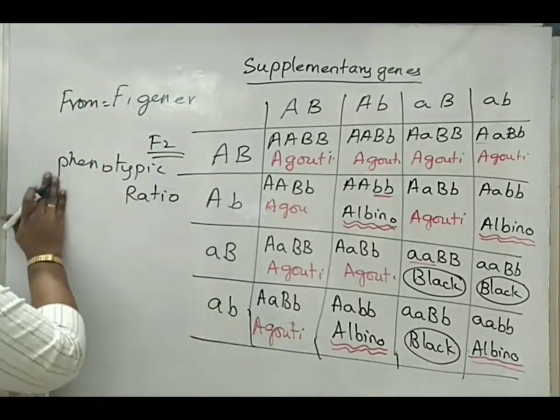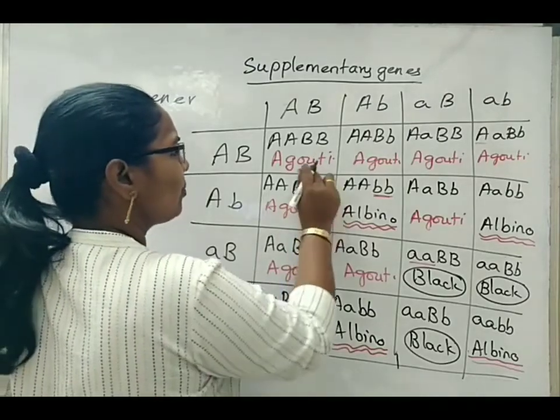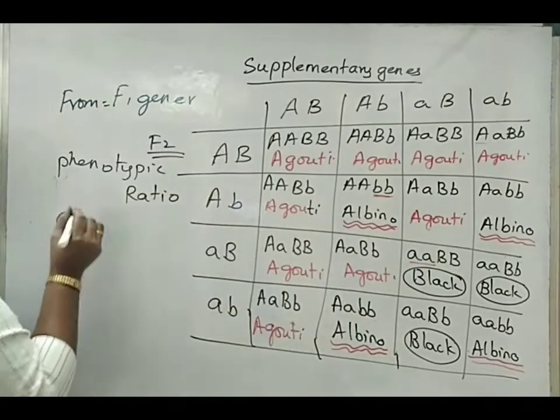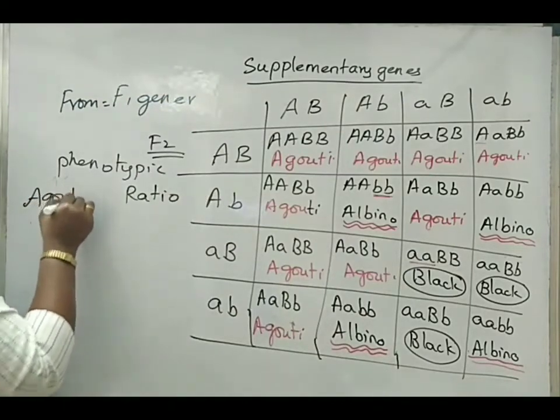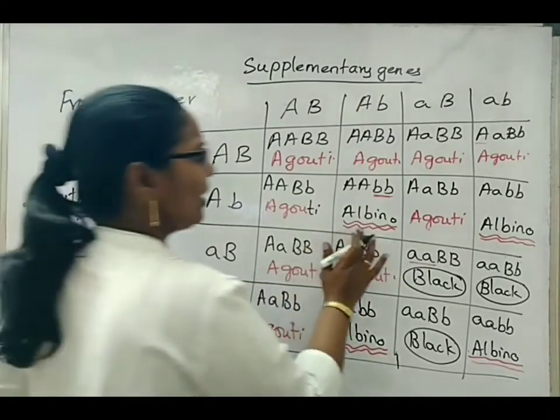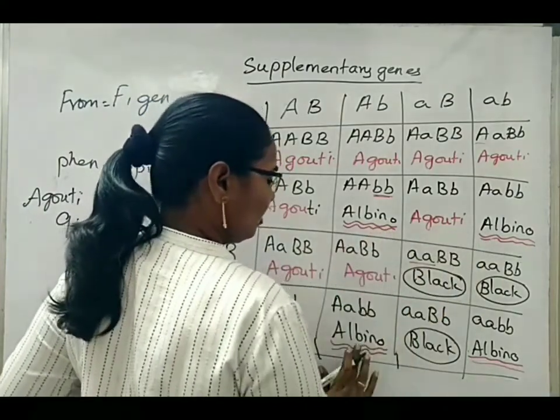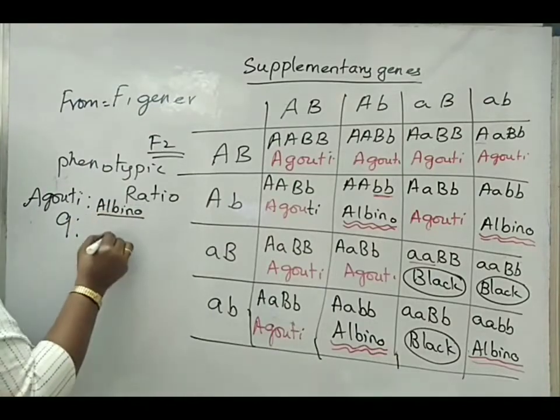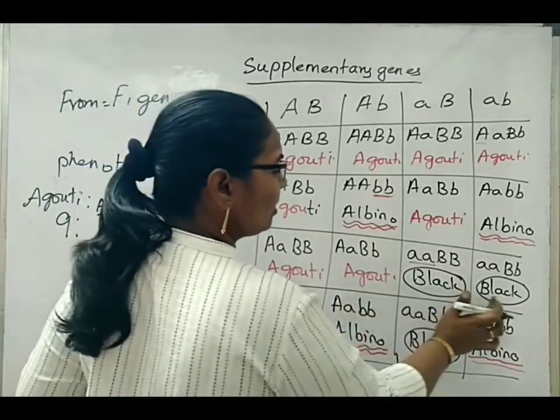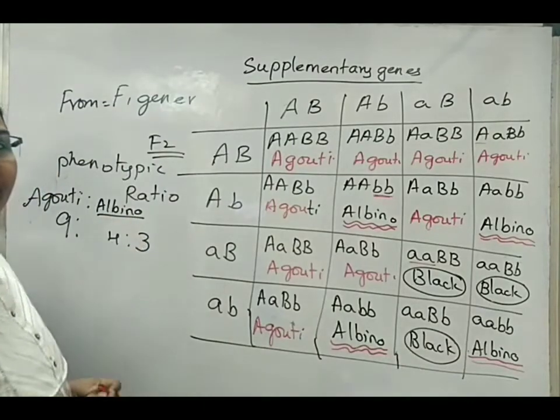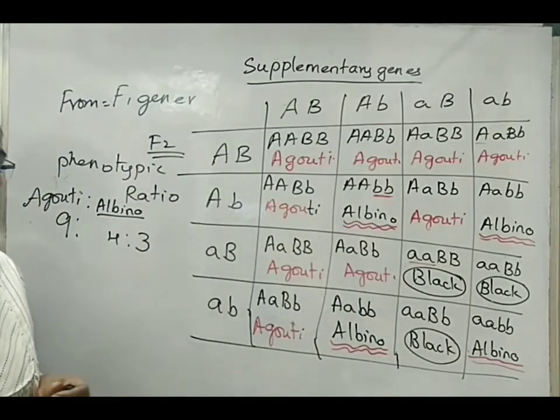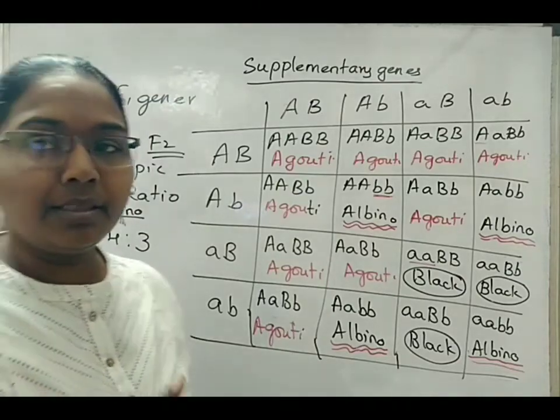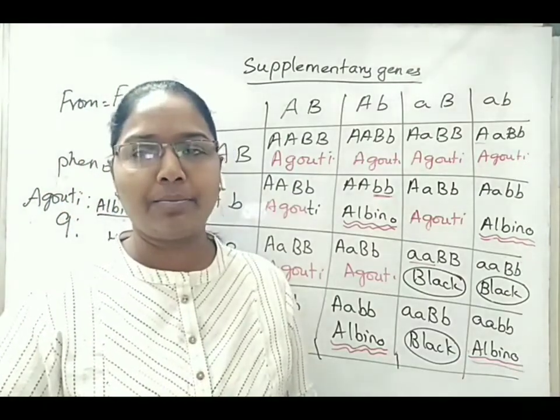So if you write the phenotypic ratio, how many agouti are present? 1, 2, 3, 4, 5, 6, 7, 8, 9. So 9 are agouti. Next, how many are albino? 1, 2, 3, 4. So albino are 4 in number. How many are black? 1, 2, 3. So the phenotypic ratio in case of supplementary genes is 9:4:3 when we take the coat color of mice as an example.